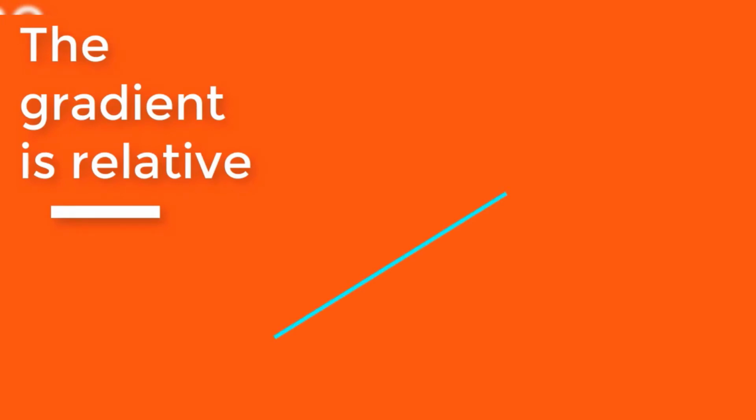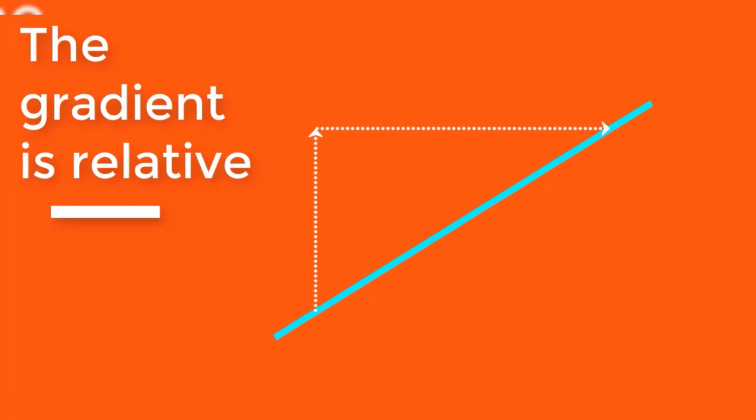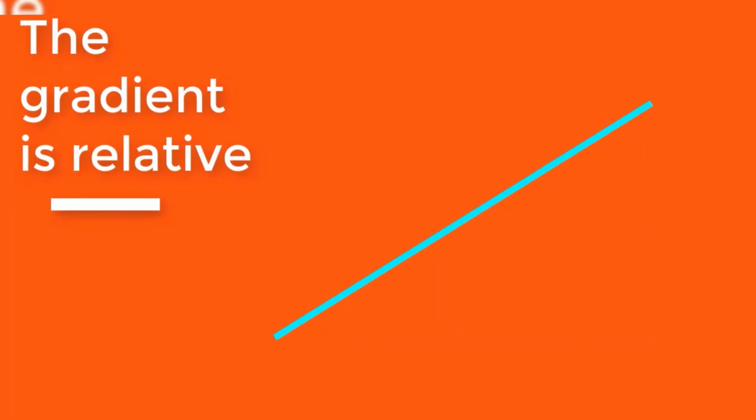The second thing is that whenever we're finding the gradient, we have to start from the same point. For example, if I'm finding the gradient of a line, I can't rise from one end and then run from the other end. If I'm rising from one point, that's the point that I'll have to run from as well. And it doesn't really matter what end we start at or what point we're starting from, but we just have to be comparing the rise and the run from the same place.